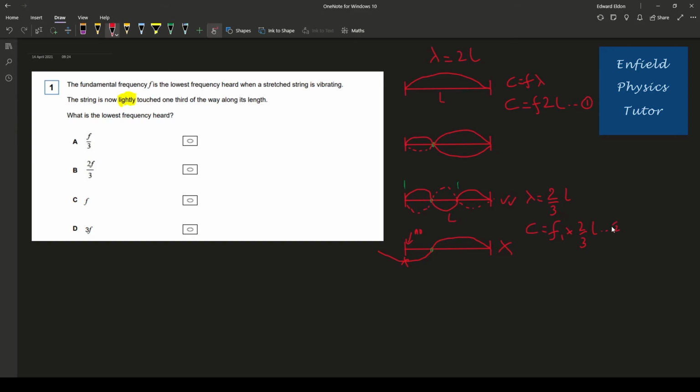And what we know is that because this is exactly the same string, we're not altering its mass, we're not altering its tension, the C here and this C there are equal. Therefore, we can now write, moving off to the left, F times 2L equals F1, which is what we're after, times 2/3 L. So let's just get a quick formula for F1 out of here. L's cancel. So that becomes F times 2 times 3 divided by 2 equals our new frequency. Cancel, cancel. In other words, F1 equals 3F. I just need to put my 1 in there. So the answer for this question is D.